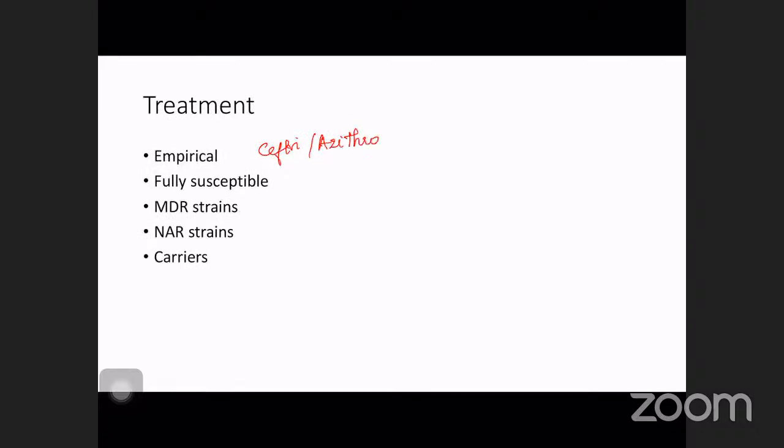Ceftriaxone, the dose is going to be 1 gram IV BD, and azithro is 500 mg OD. Azithro we are going to give for 5 days and ceftriaxone we are going to give for 7 to 10 days. This will be the empirical treatment: ceftriaxone or azithromycin. Azithromycin is an oral drug, whereas ceftriaxone I have to give intravenously.